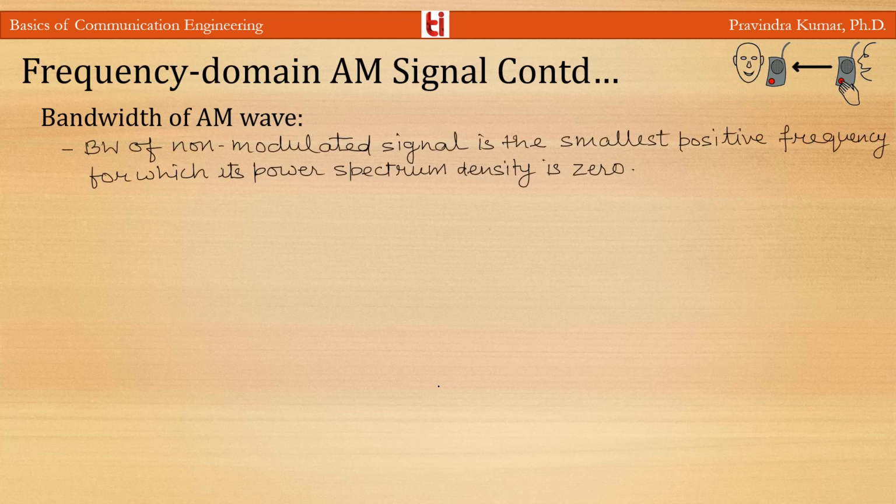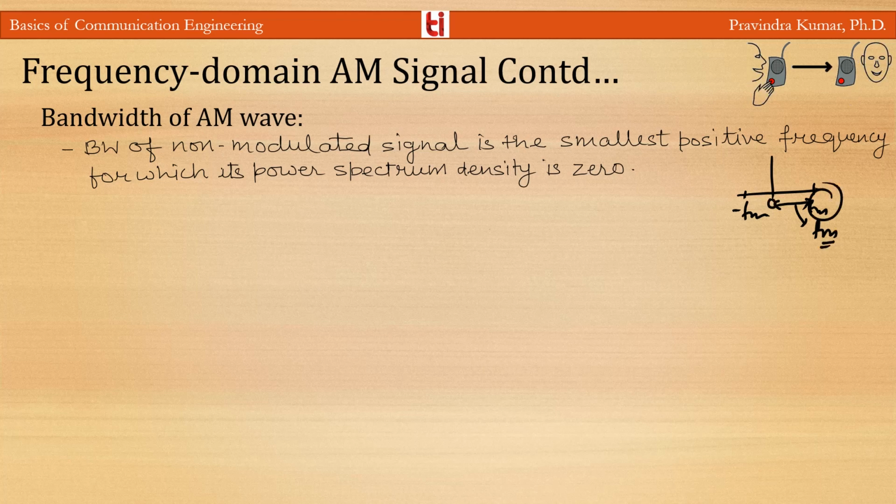Now the bandwidth of the AM wave. We know the bandwidth of a non-modulated signal or baseband signal is the smallest positive frequency for which its power spectral density is 0. So if your signal has minus fm to plus fm, the bandwidth of the baseband signal or unmodulated signal will be from 0 to the highest frequency component.